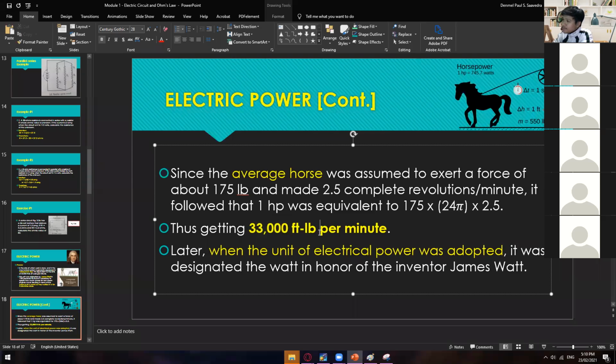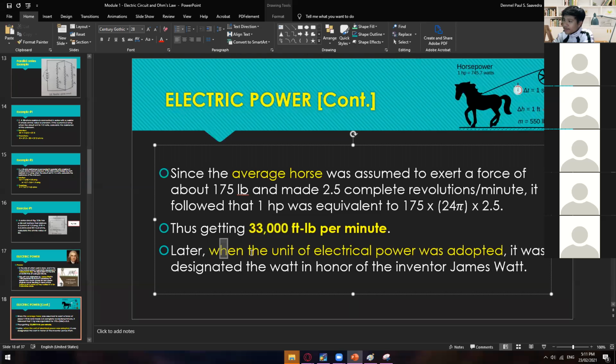All right. So that's how they came up with it. They used the average force, and measured how much force they could exert, wherein they figured out that the average force exerted is 175 pounds. Then in a certain condition, they were able to come up with this formula. So 2.5 revolutions, and the diameter of the circle that the horse keeps on running. So he was able to get 33,000 foot-pounds per minute.